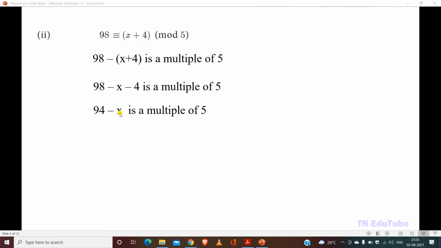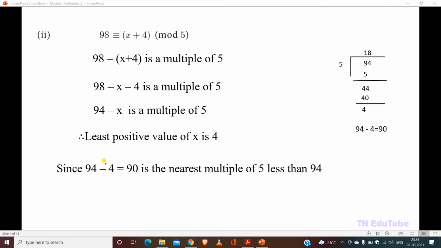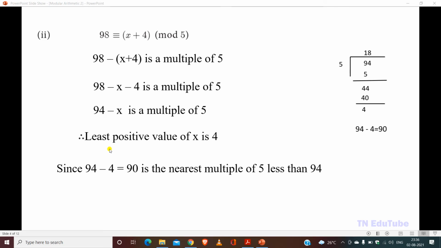Here it is minus x. So what number do you have to subtract so that this number becomes a multiple of 5? The nearest value is 90, isn't it? 90 is a multiple of 5. So that means you have to subtract 4 from this number. 94 minus 4, you get 90. If you want, you can divide like this. The remainder is 4. So 4 only you want to subtract from 94 so that it becomes 90. So the least positive value of x is 4. So 94 minus 4 is 90, the nearest multiple of 5 less than 94.